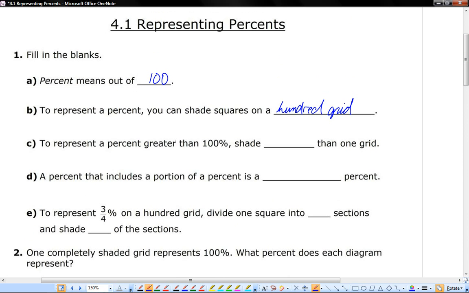Part C, to represent a percent greater than 100, you have to shade more than one grid. A percent that includes a portion of a percent, or in other words a fraction of a percent, is a fractional percent. So for instance, to represent 3/4 of a percent on a 100 grid, you take one of the squares and you divide it into 4 sections and you shade in 3 of those 4.